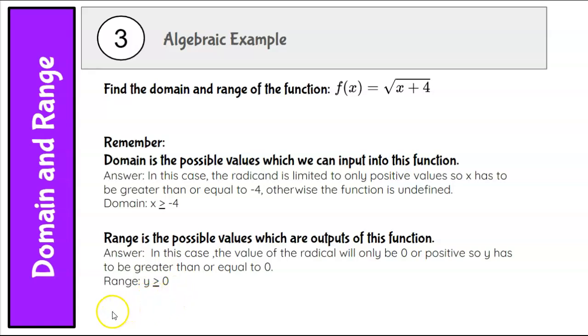So hopefully this little deeper dive into domain and range has been helpful for you, and hopefully you have a better understanding of those concepts.